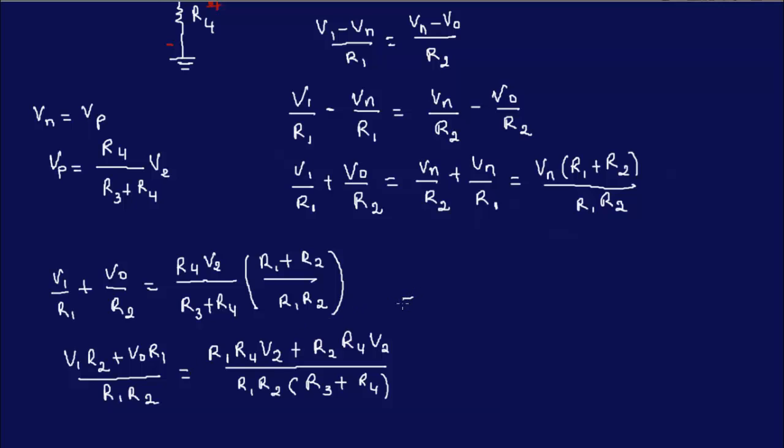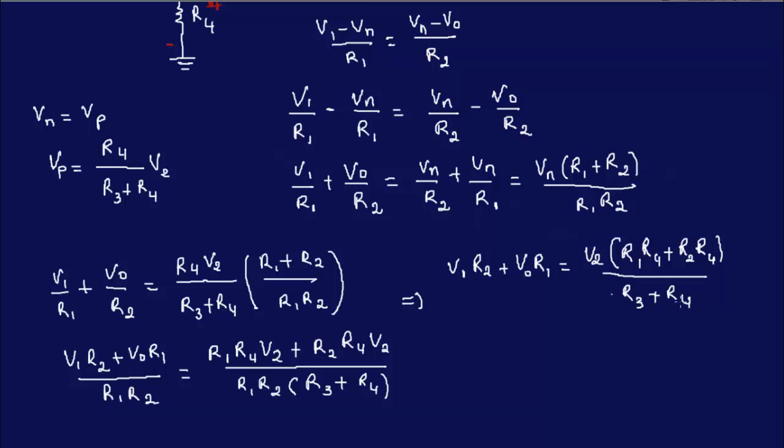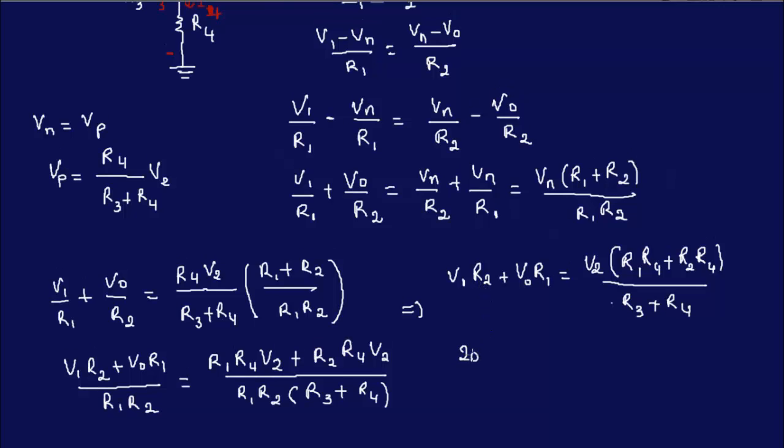I'm left with V1 R2 plus V0 R1. I'm sure there's an easier way. I probably can't just see it, but after we set up our equation, you can use any method that you want to solve it, because it's just math from here. So V0 R1 is equal to V2 times R1 R4 plus R2 R4, everything over R3 plus R4. R2 is 200, so I have 200 V1 plus 5 V0. Oh yeah, I can see it now.